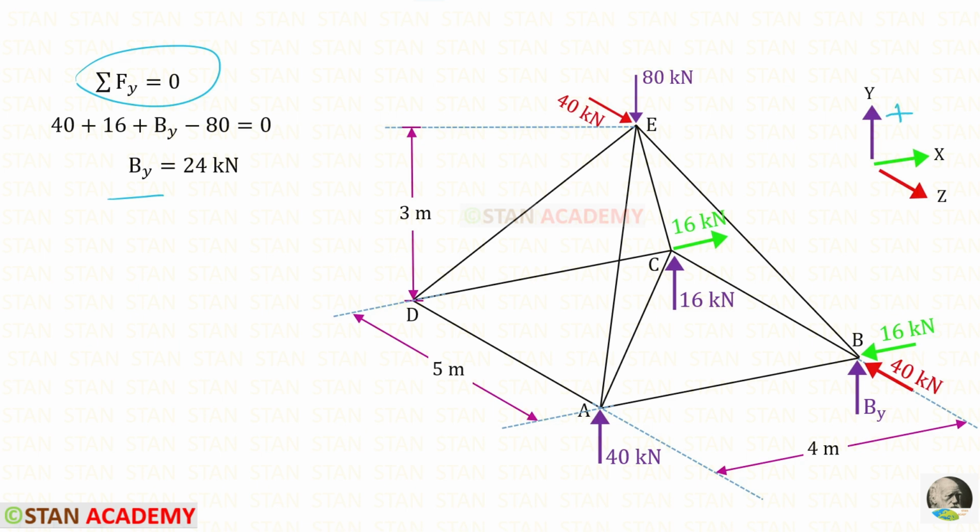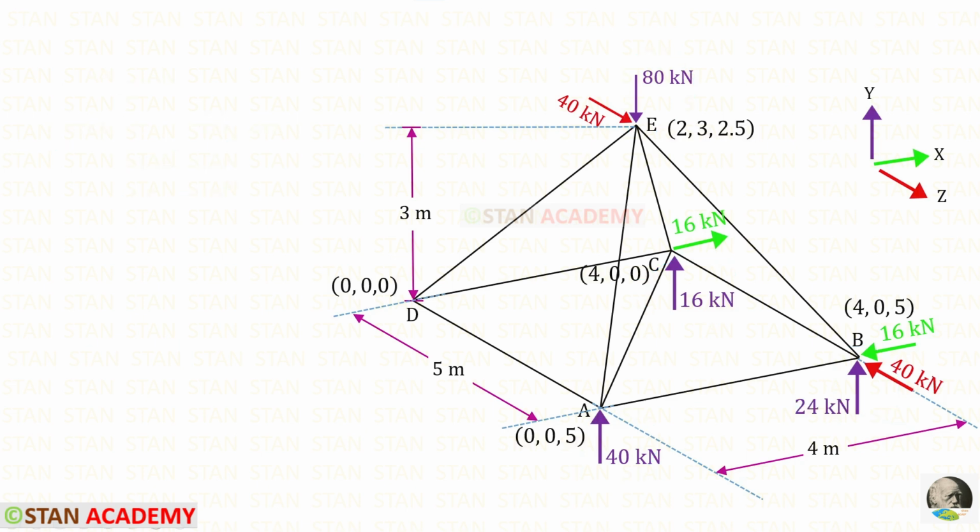Let us keep this as positive and downwards negative. These three are positive and this one is negative. In this way, for By, we will get 24 kilonewton. We have found all of the reactions. Now we need to enter the coordinates.